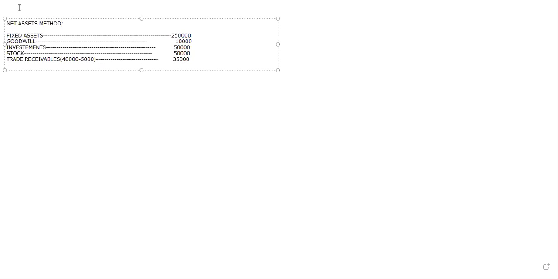And the last one, whether he mentions it or not, cash has to be taken. So how much cash have we been given? 30,000. So that's it. Please tell me the total, how much will it be now? Total of assets.